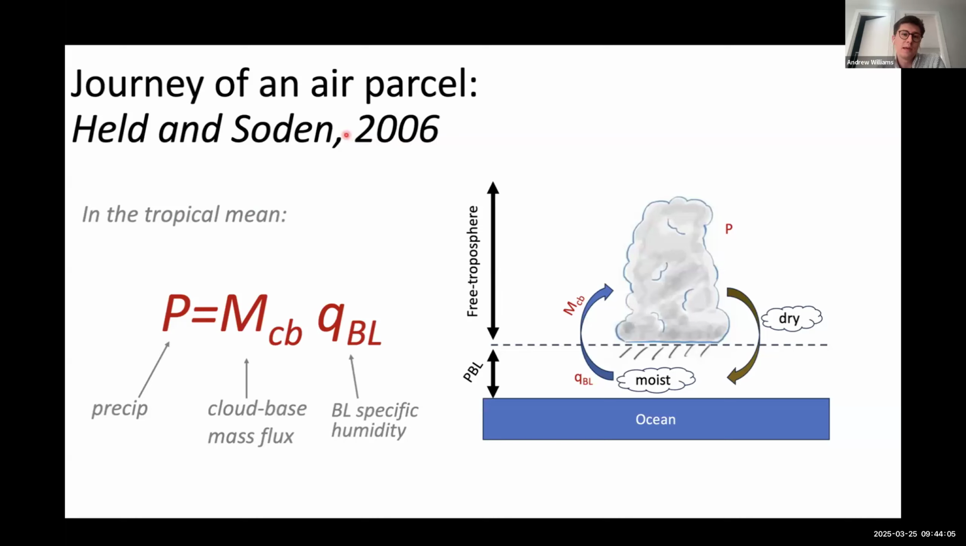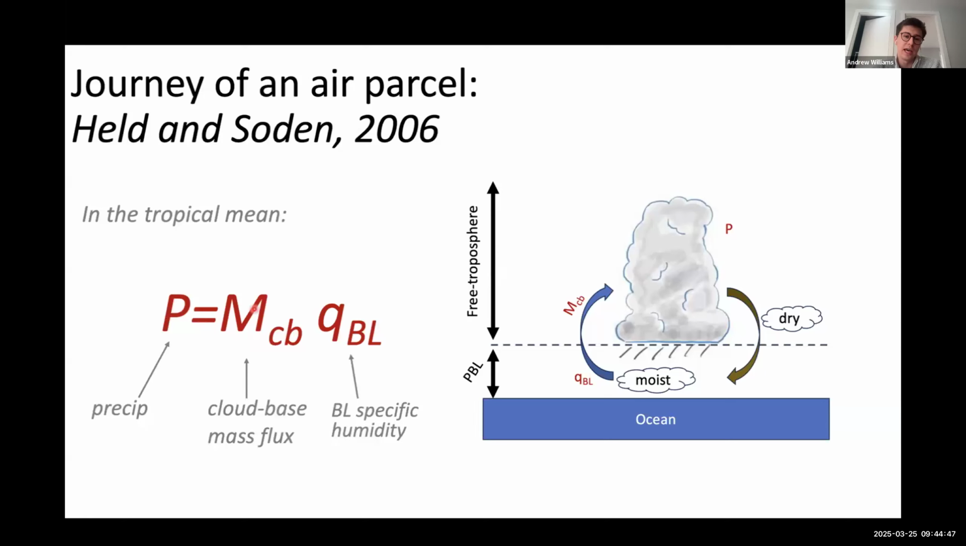What they did in this paper was introduce a conceptual model, which I've sketched on the side here, which talks about the journey of an air parcel. So the idea is that you can think of parcels of air as being moistened by evaporative fluxes in the boundary layer. Then those parcels get transported from the boundary layer up into the free troposphere, associated with some mass flux at that interface. All of that moisture then precipitates out, and those parcels return completely dry. That's the conceptual picture. Now, in the tropical mean, what that means is that all of your precipitation is just coming from moisture that's being fluxed from the boundary layer up into the free troposphere.